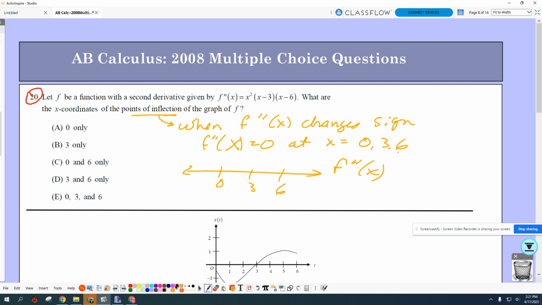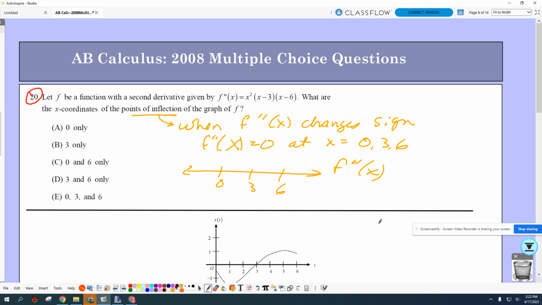You plug numbers in between them back in. Okay, so like -10. Do I get positive or negative? What do I get? I just said that it was 3 and 6, since it equals 0 at 3 and 6. But it equals 0 at 0 too. You just ignored that. So then you might have just been lucky.